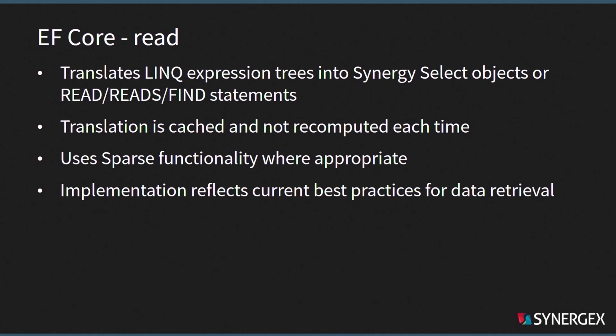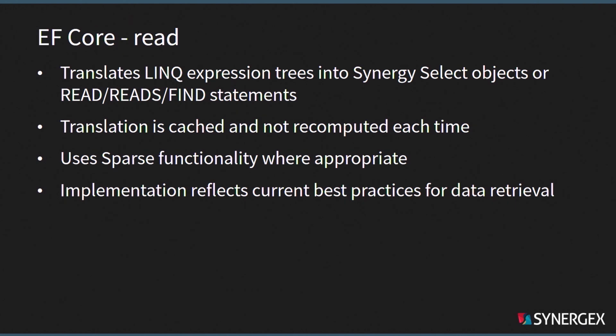We translate it once, and then it runs. And it uses sparse functionality where appropriate. So the Synergy select statement has sparse records. When you're talking over access server, it is handy to not send back and forth large records, like a 64K record, for example, when you only wanted like 100 bytes of that record.